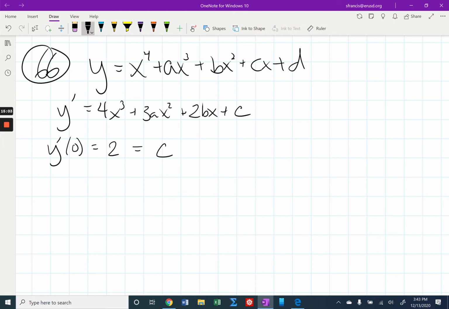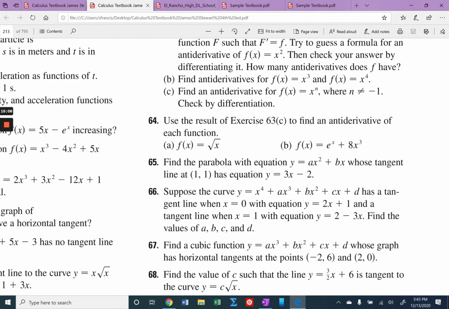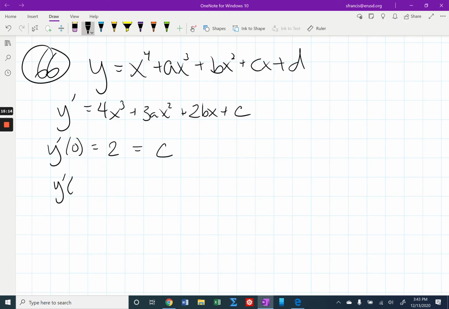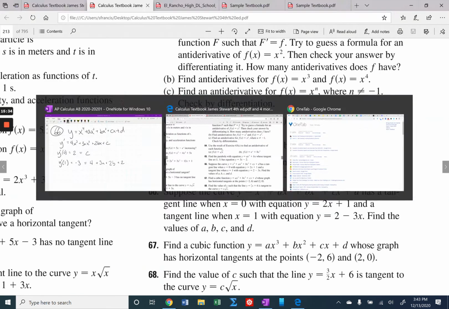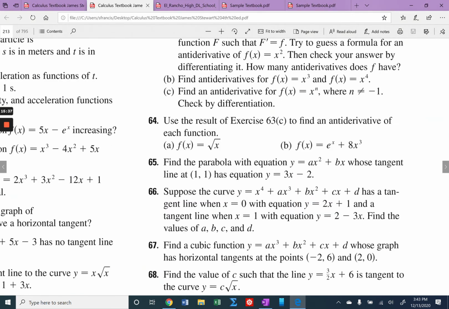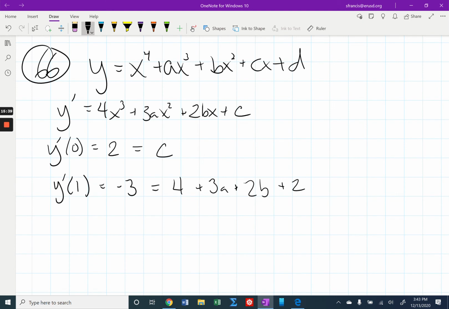They also told me that the tangent line when x equals 1 is 2 minus 3x. So negative 3 is the slope of that line. So y prime of 1 is equal to negative 3. This is going to take a little bit more work. If I plug in 1 here, we're going to get 4 plus 3a plus 2b plus c. But c we now know is 2, so might as well plug it in there. All right, I have that. We have 3 more unknowns, a, b, and d. We need 3 equations to find the 3 unknowns.